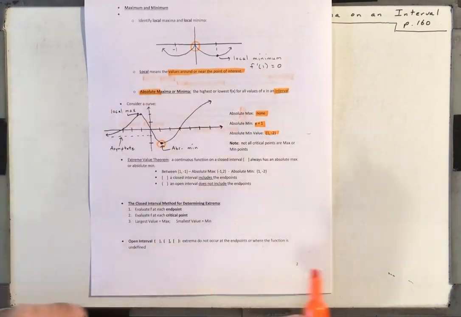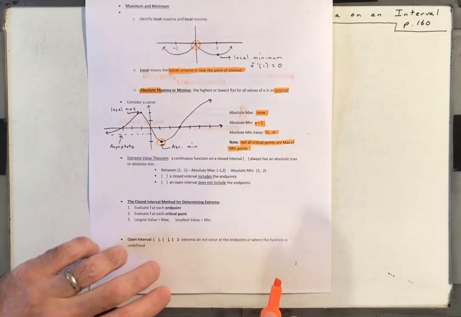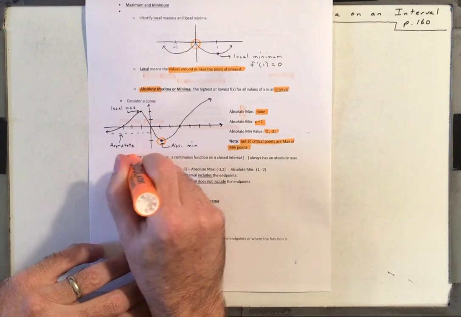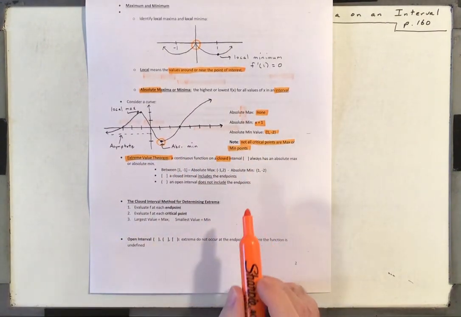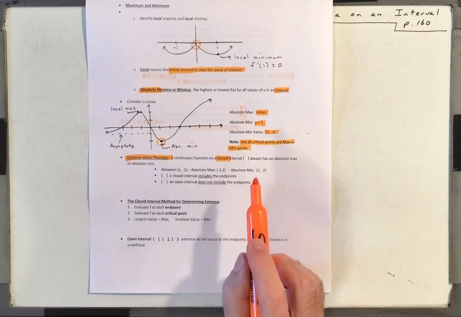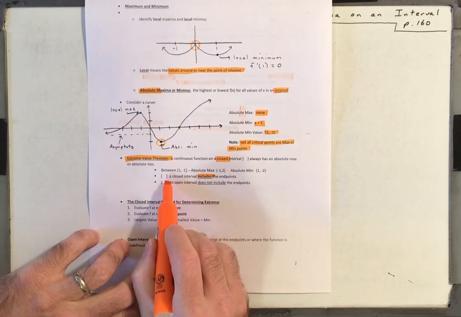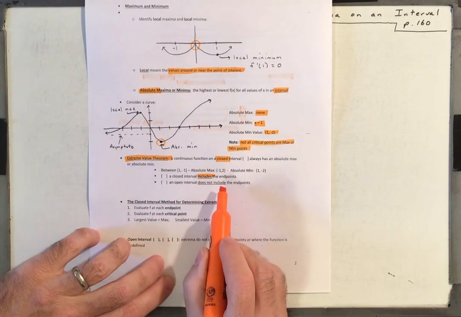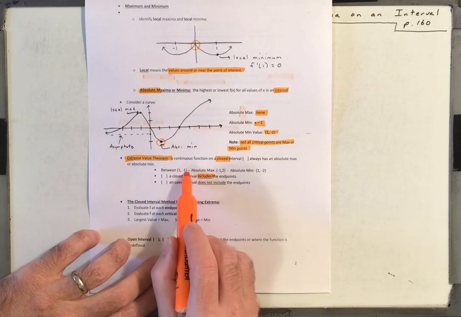Okay, let's talk about the extreme value theorem. A continuous function on a closed interval. Closed interval means brackets, all right? A closed interval includes the endpoints. If it has brackets, that means the interval includes the endpoints. So I've got this reversed. It should be -1 to 1, so I'm sorry about that typo there.